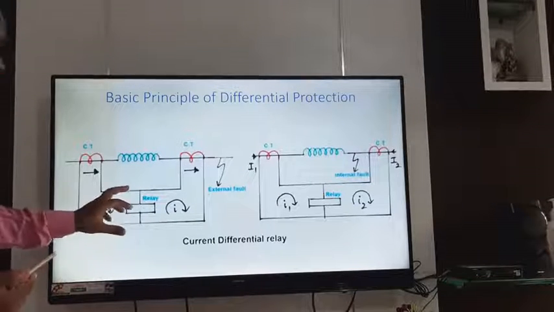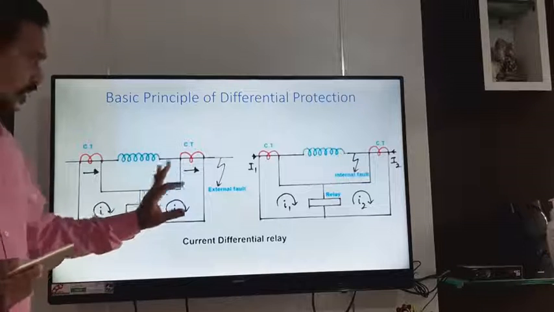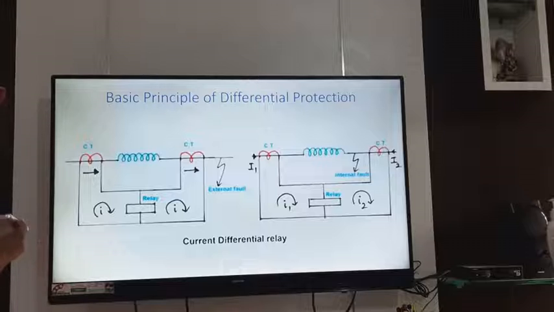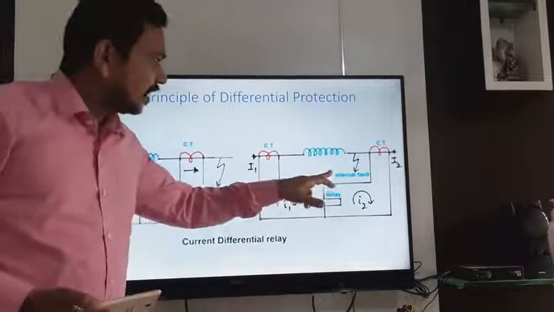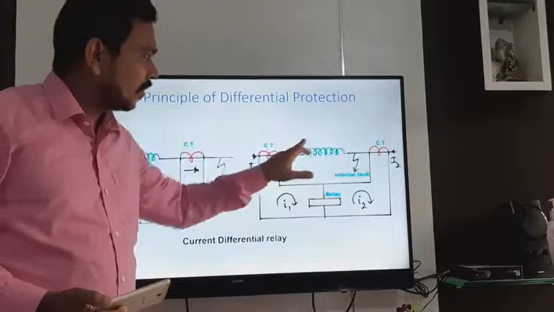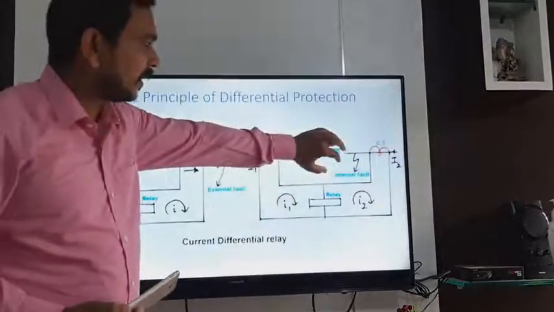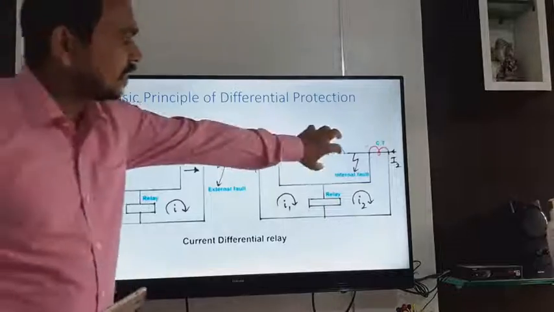Okay, so this is an external fault, or we can say a normal condition. Now, when an internal fault occurs, what happens? The fault occurs in this protected zone. So this is the protected zone. The fault occurs in this protected zone.